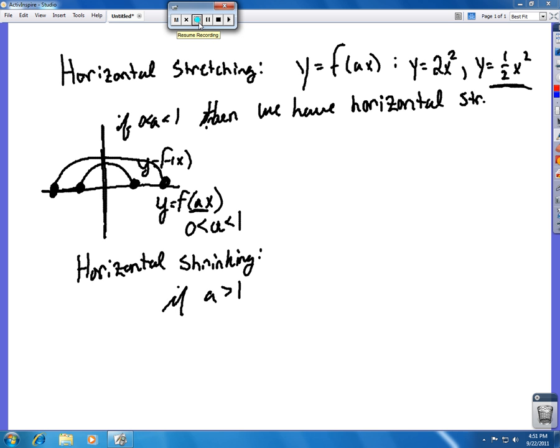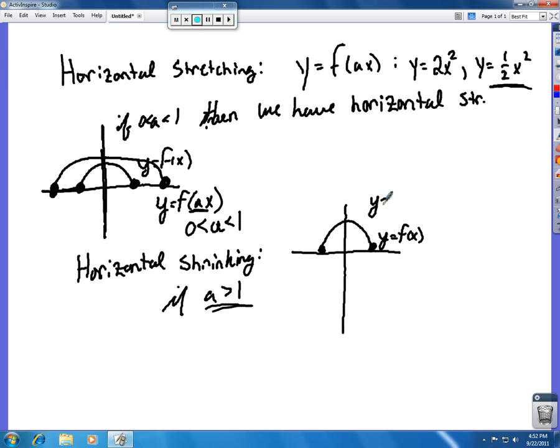Now looking at horizontal shrinking, this is going to be when your A, your coefficient multiplied by the variable, is greater than 1. Whenever your A is greater than 1, you will have horizontal shrinking. The best way to view that is if this is what you originally had, just as your book showed you.